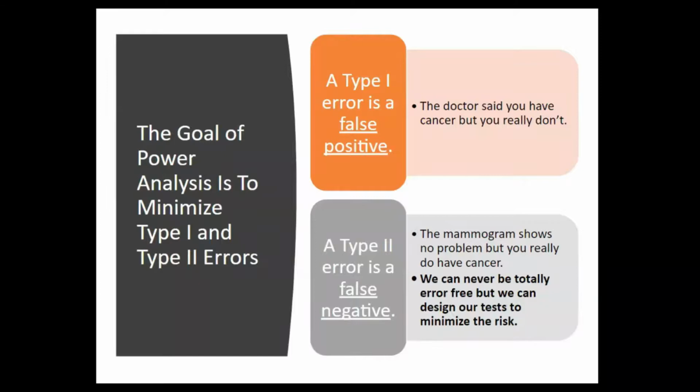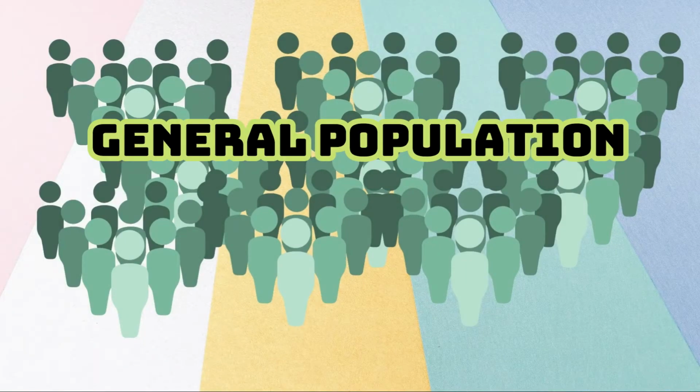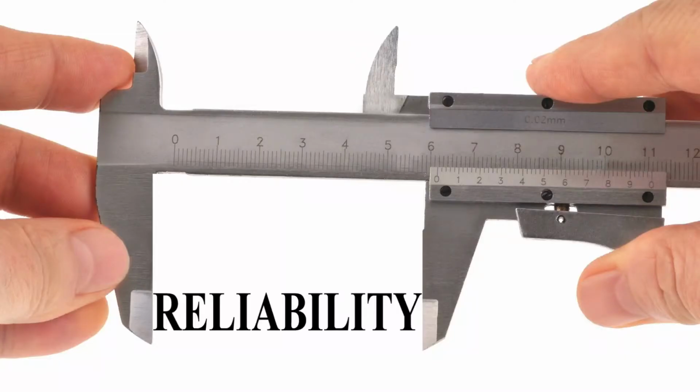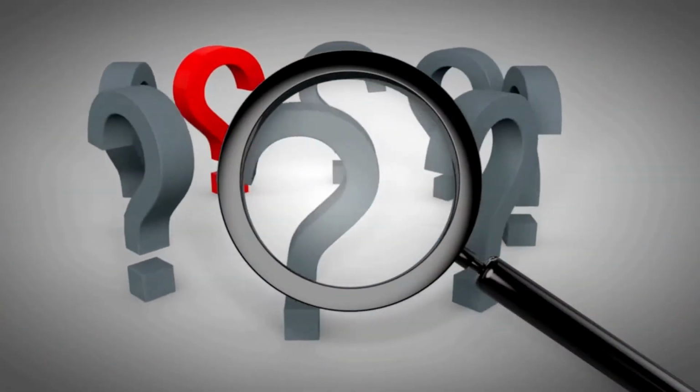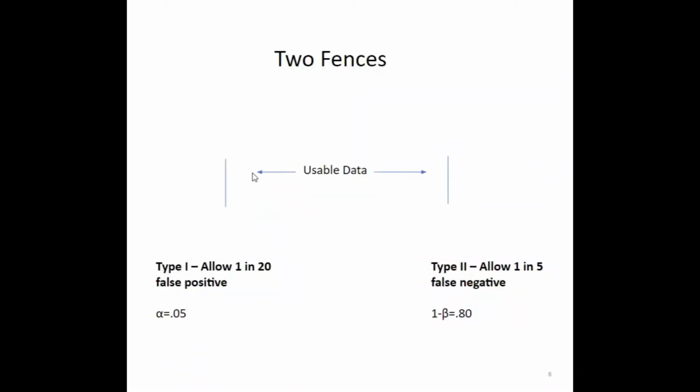Back to Dr. Landry. Both of these are bad. You want the truth. Our primary goal is to understand the whole. We want to understand the whole general population, but we are reliable only to the extent that the target population reflects the general population. And for that, we have a thing called a margin of error that gives us the degree of reliability that what we are looking at reflects the total. So between these two fences, we have our usable data.